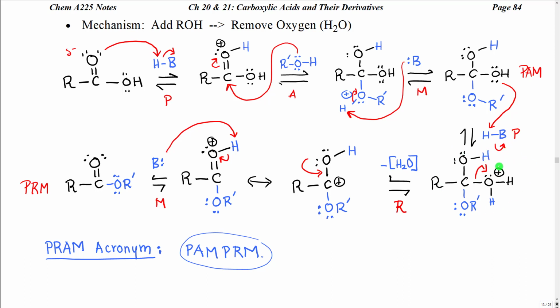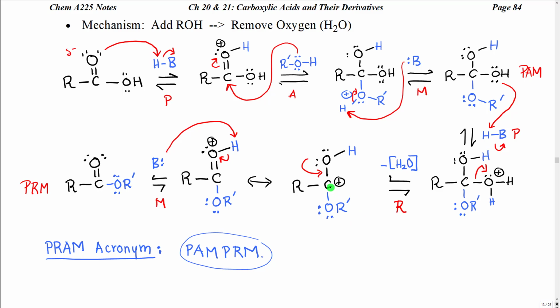We get this intermediate. That piece right there is now a good leaving group. It's a water attached to the carbon. So it breaks off, so we call that remove. We get this intermediate, and this intermediate, if we look, because we've removed a group, we have only 3 bonds.